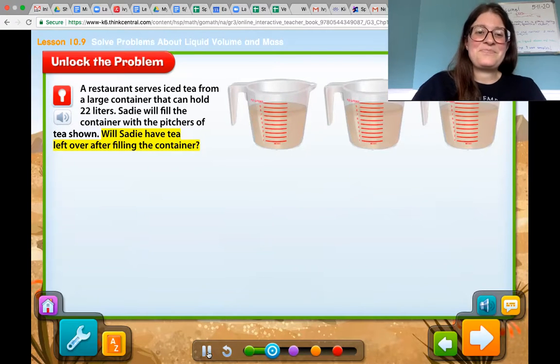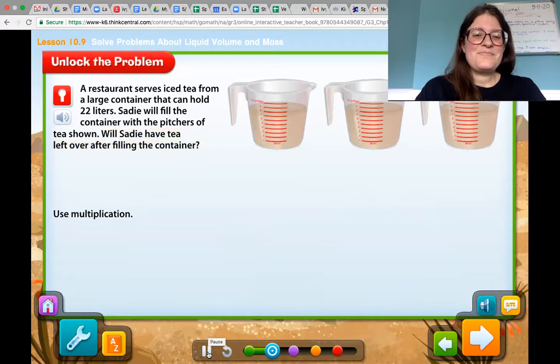Will have tea left over after filling the container. You can use multiplication to solve the problem. We need to find out how much iced tea is in each pitcher. Let's see what volume of tea is inside one pitcher.